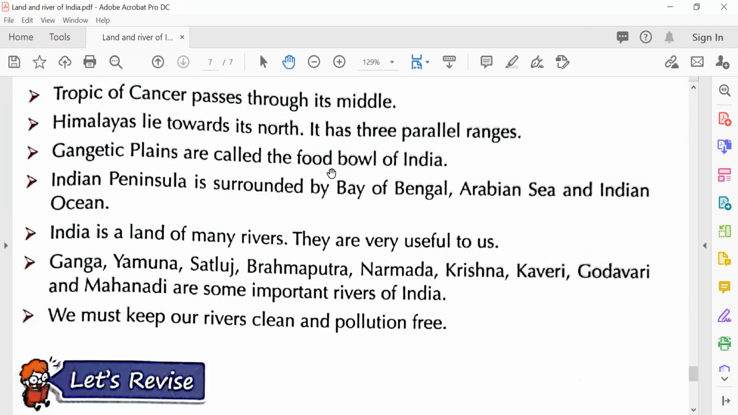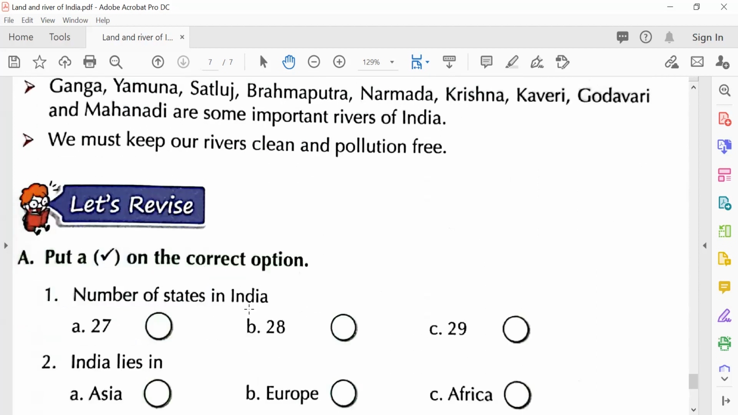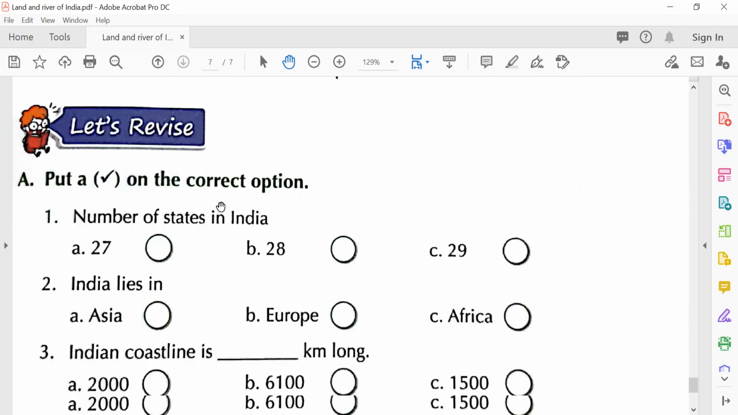Gangetic plains are called the dash of India. Football of India. The Indian peninsula is surrounded by dash, dash and dash water bodies. So what are the answers? It's the Bay of Bengal, Arabian Sea and Indian Ocean. Very good. India is a land of many rivers and they are very useful to us. What are the names of the rivers? Ganga, Yamuna, Satluj, Brahmaputra, Narmada, Krishna, Kaveri, Godavari, and Mahanadi. These are the important rivers of India, and we must keep our rivers clean and pollution free.